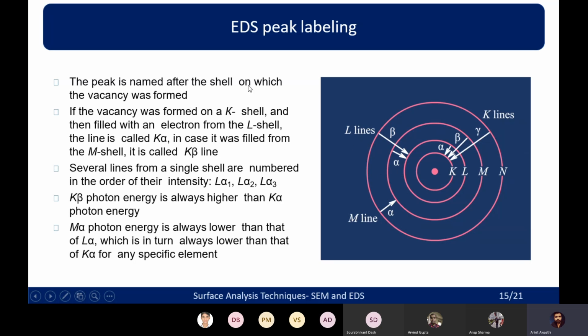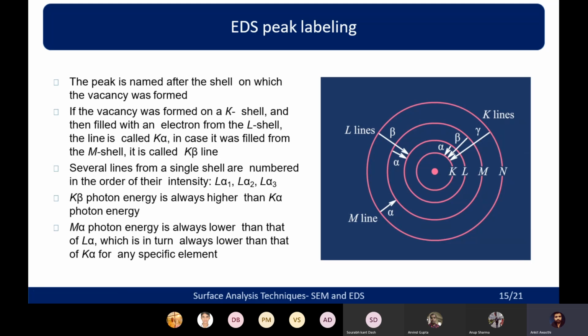The peak is named after the shell in which the vacancy is formed. So think that the primary electron came into the K shell and knocked out an electron from the K shell. We first call it K, K is the initial letter. And if that vacancy is filled by an L shell electron, then we call it the K alpha line, K alpha spectrum. But if that vacancy is filled by an M shell electron, then we call it the K beta line. So its nomenclature is like this.